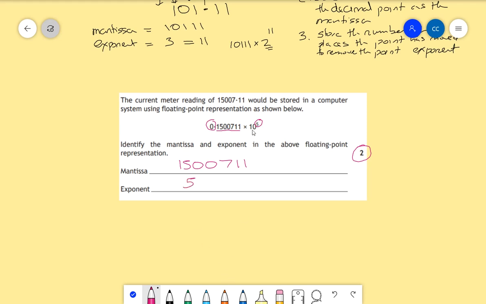Now this has been written in base 10, so it's a decimal. You're not being asked anywhere in this question to convert it into a binary number. You're just being asked to identify from this number that they're giving you, can you identify the two parts of the floating point representation, the mantissa and the exponent.